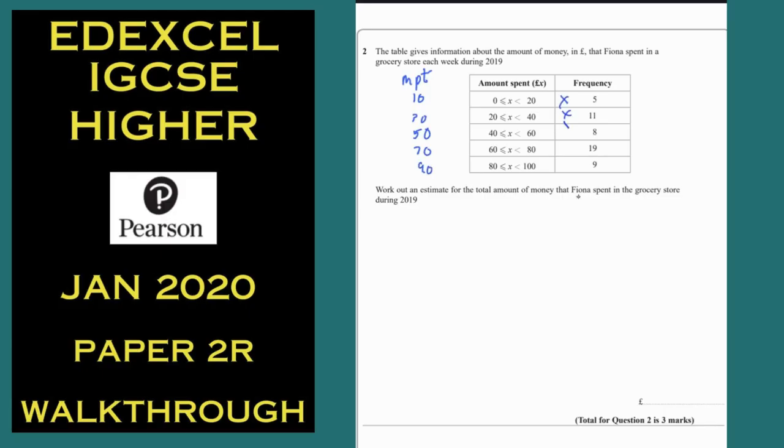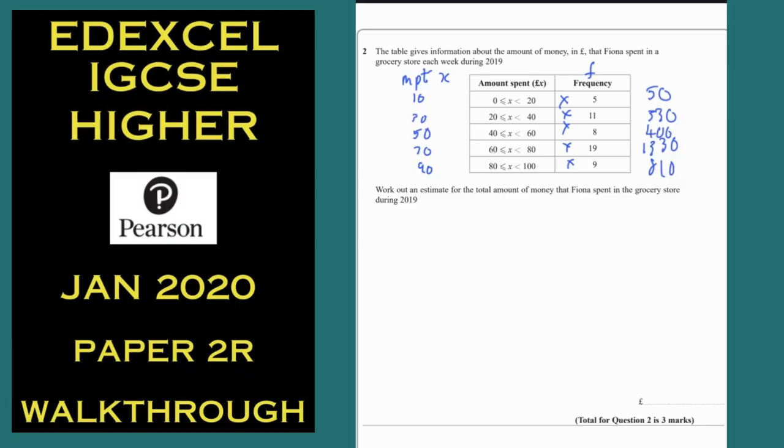And we grab the calc with a bit of mental arithmetic, and we do multiplied. So basically it's frequency times x is fx. That's how some people usually like to refer to it. So we get 50, 330, 400, 1,330, 810.